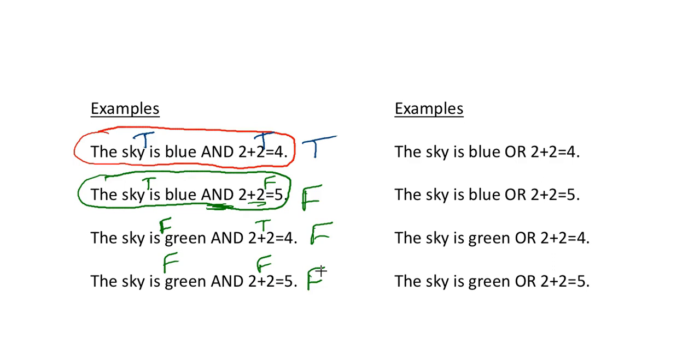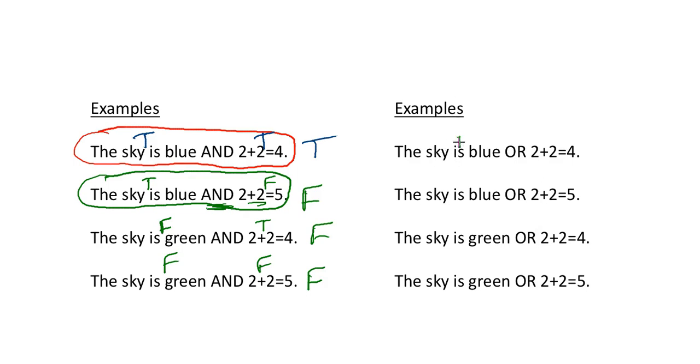All right, so you can see it's pretty difficult to have and be considered a true statement. You have to meet both conditions. The first statement and the second statement have to both register as true for and to be considered true. Or, on the other hand, is much more flexible.